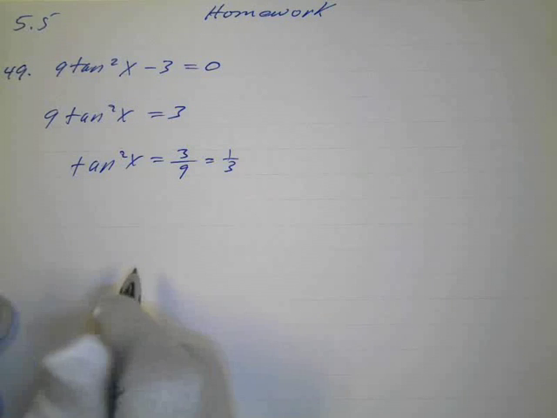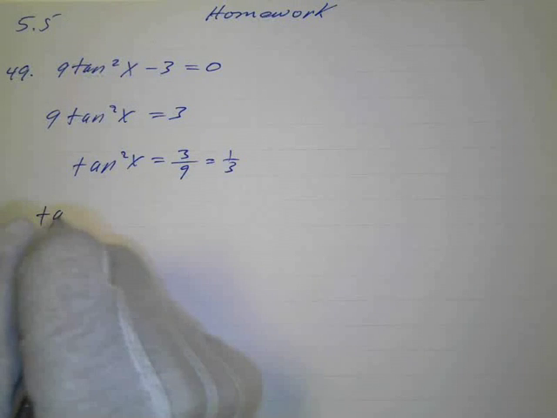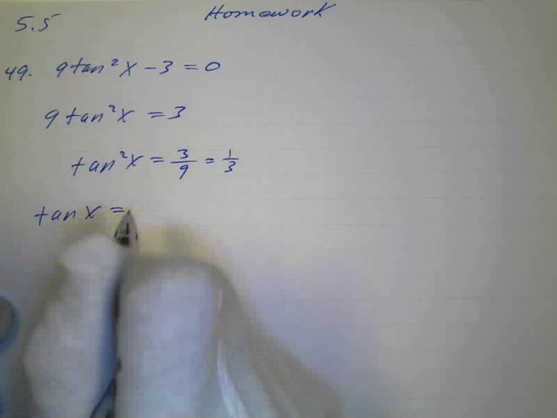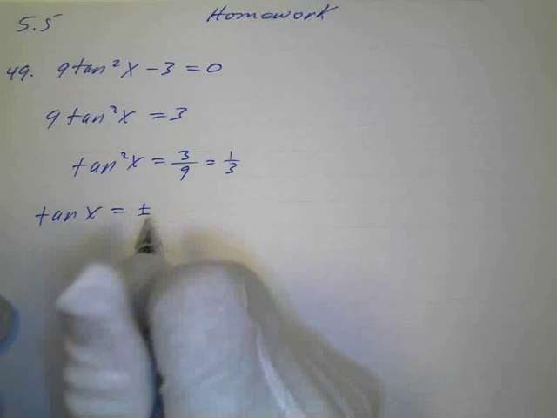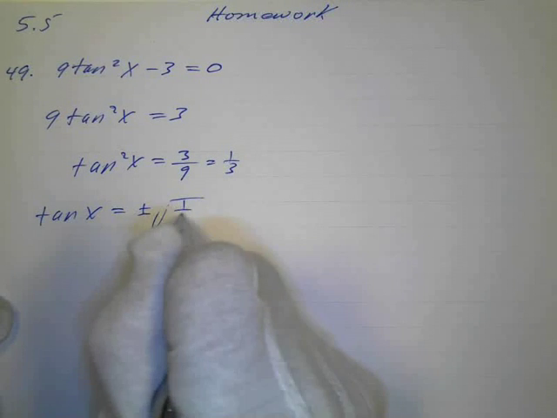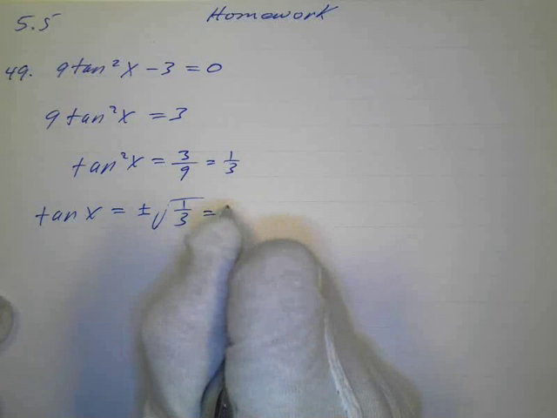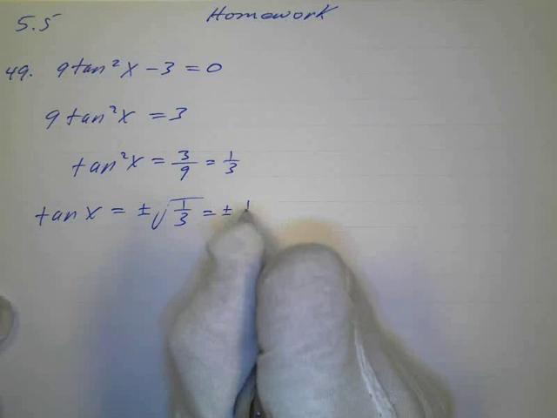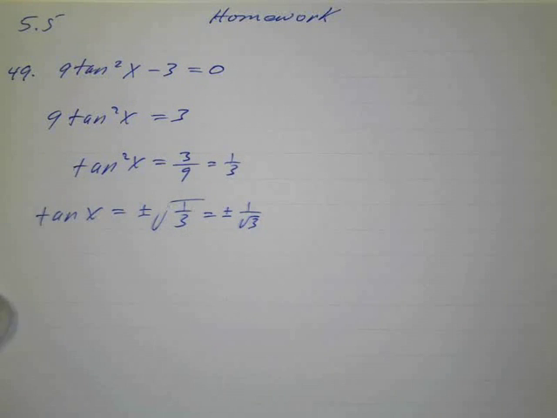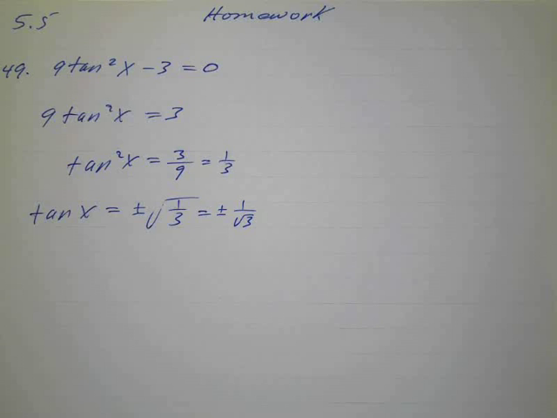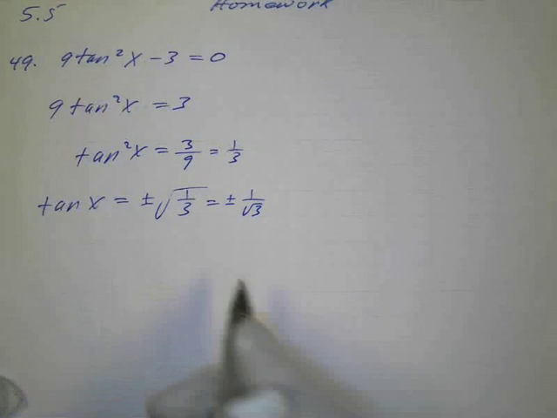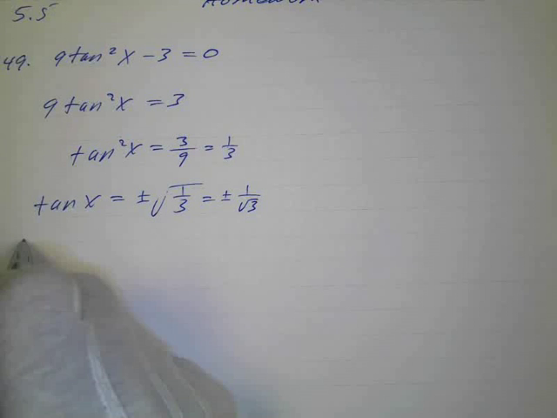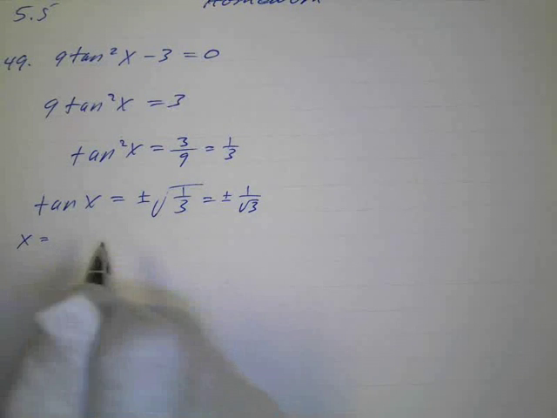And then we can take the square root of both sides, so the tangent of x equals plus or minus the square root of 1/3, which is plus or minus 1 over the square root of 3. Alright, and that should pretty much look like pi over 6. The tangent of 1 over the square root of 3 is pi over 6. So x would equal pi over 6.